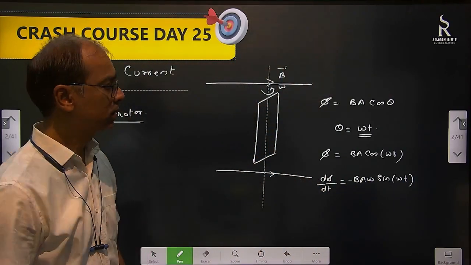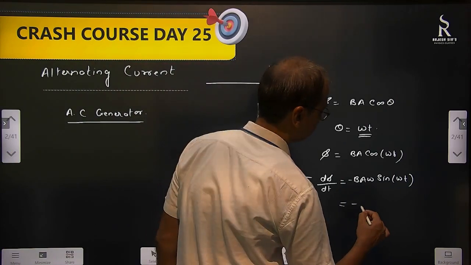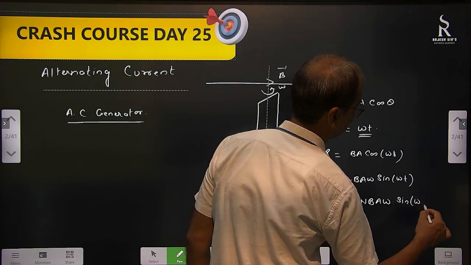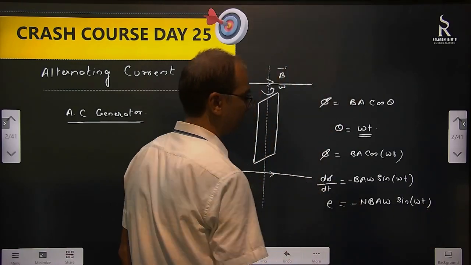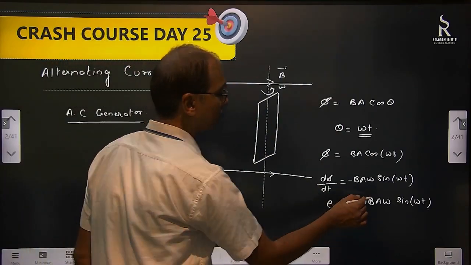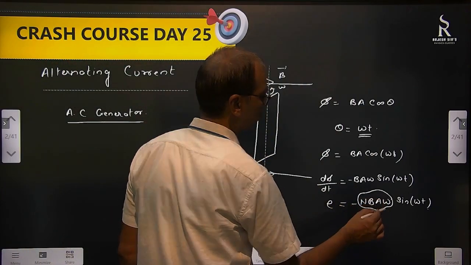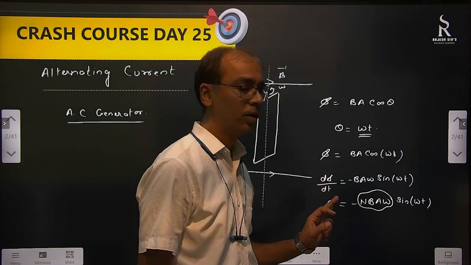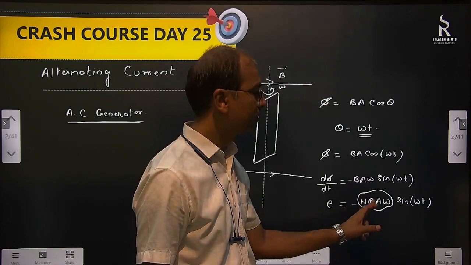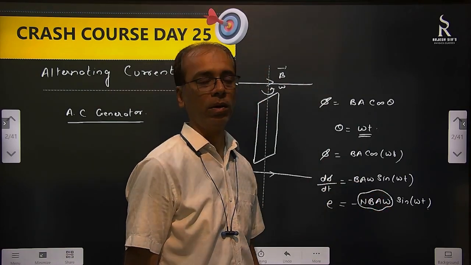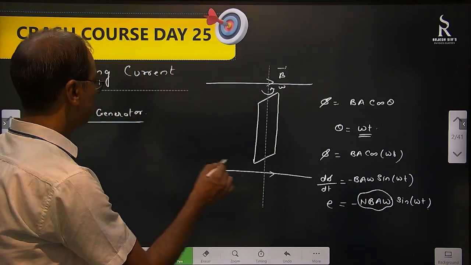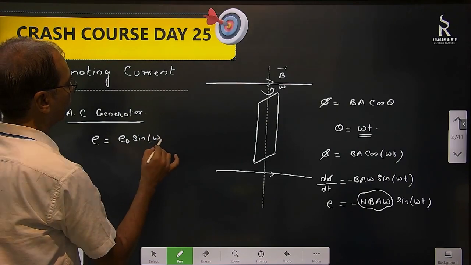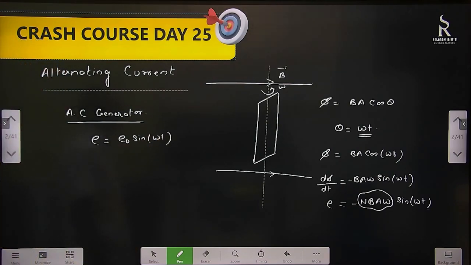And if there are n turns in this coil, we can write this as minus nBA omega sin omega t. And what is this? This is the EMF, and this is its maximum value. So, the maximum value of the EMF induced depends on the number of turns, magnetic field, area of the coil and angular velocity of the coil. So, this E we write as E naught sin omega t.